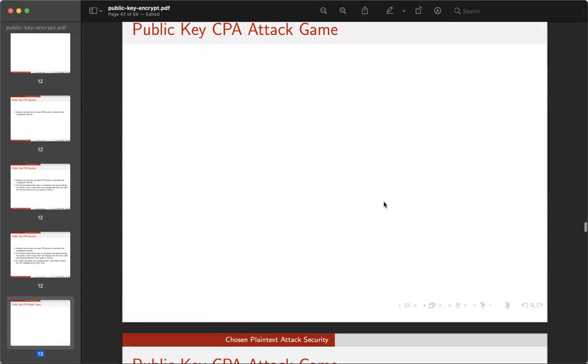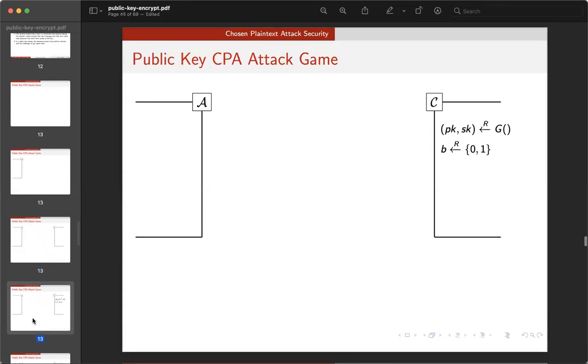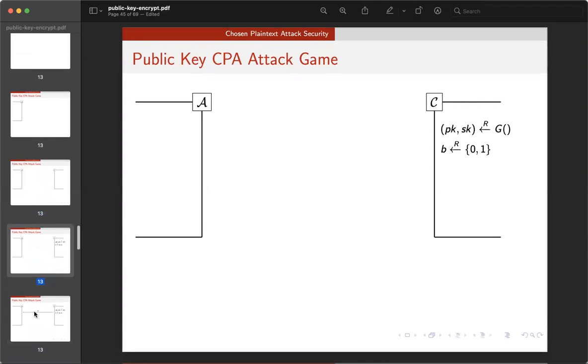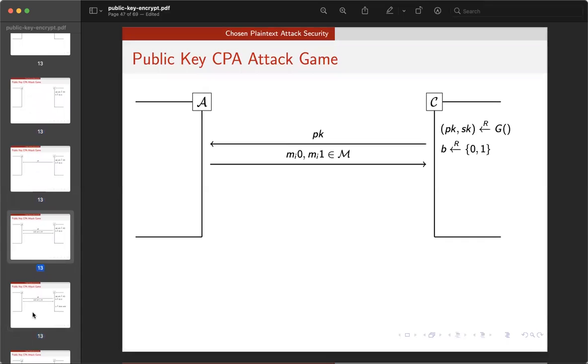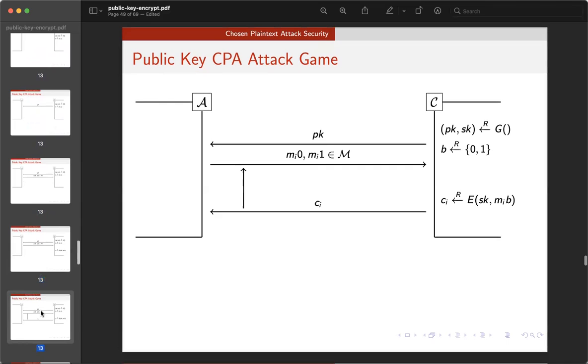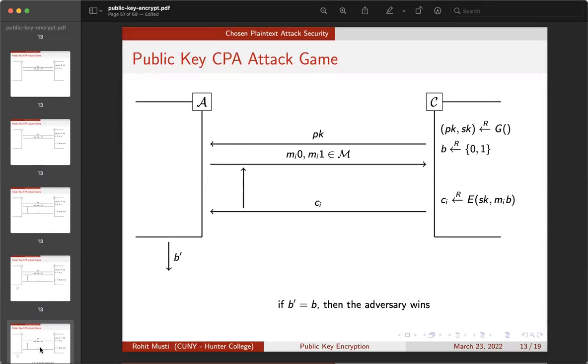So the public key CPA attack game, we have an adversary, we have a challenger. The adversary generates a public key and a secret key. Challenger sends PK over. They send a message 0 and a message 1. And the challenger generates the encryption of either message 0 or message 1. And the cycle continues. This is how you would play the public key chosen plaintext attack game. And right, B prime is outputted, and if B prime equals B, the adversary wins.